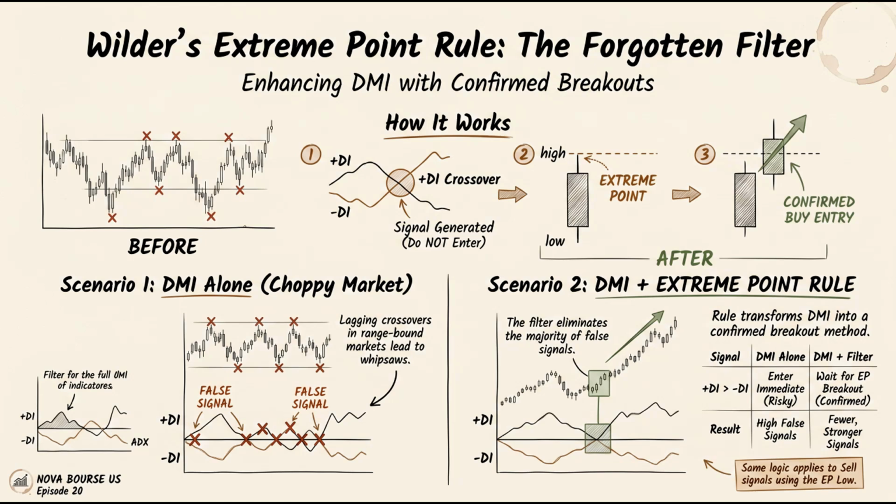Wilder's extreme point rule is a filter that most traders ignore, but it is vital. When the plus DI crosses above the minus DI to give a buy signal, don't enter immediately. Note the high of that crossover day. That is your extreme point. Only enter if the price breaks above that level the next day. For a sell signal, use the low of the crossover day as your trigger. This simple rule eliminates most false crossovers in choppy markets and turns the system into a confirmed breakout strategy.